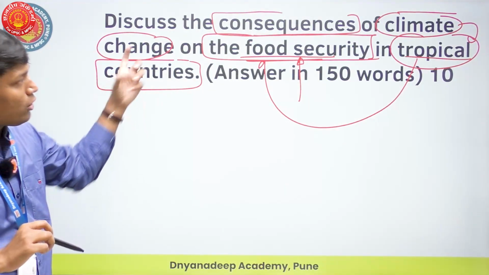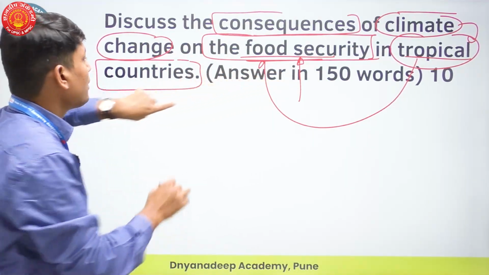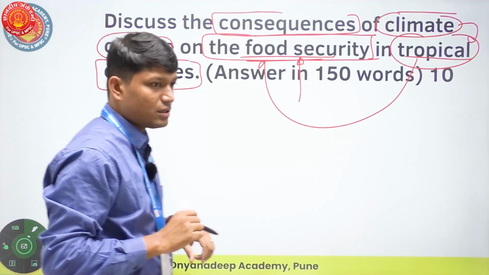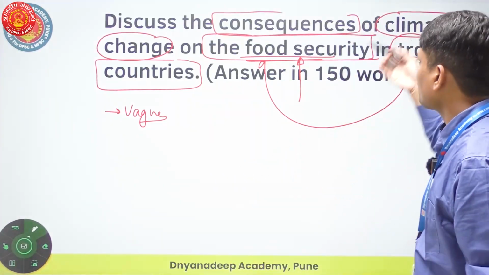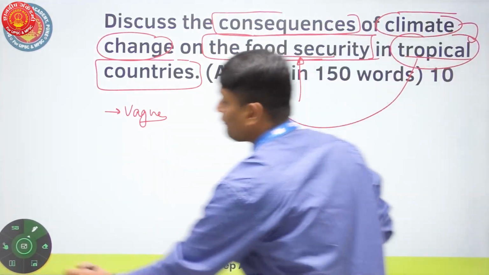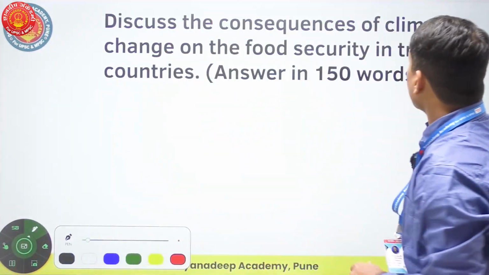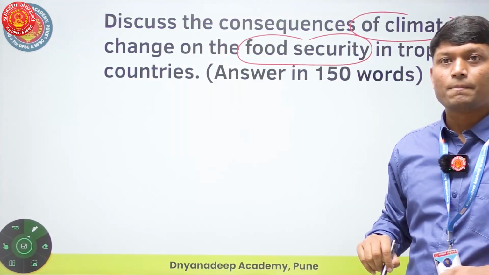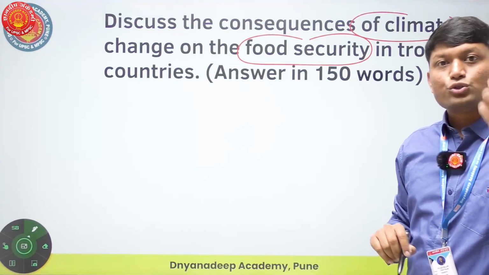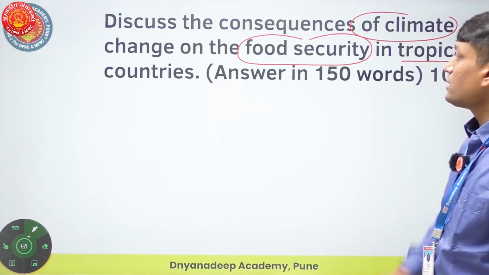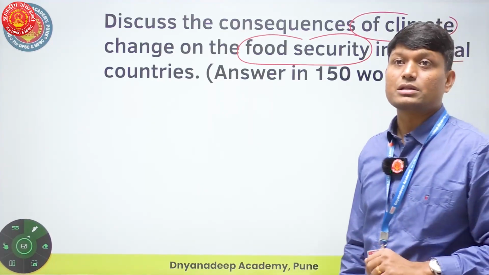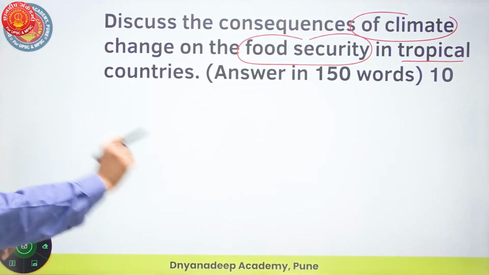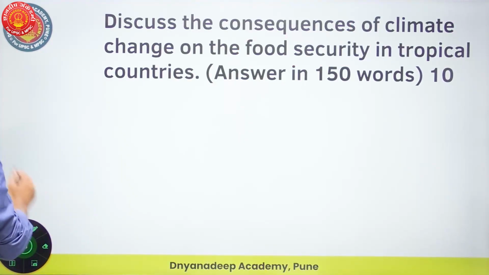And if you are not thorough with this particular part, what will happen? You will end up writing a vague answer. You will write something, and the mistake you will make is that you will write the consequence of climate change on food security. Fine. Your answer should look at the consequence in tropical countries, and that is where the difference lies. Okay. So again, a very specific question, I would say.